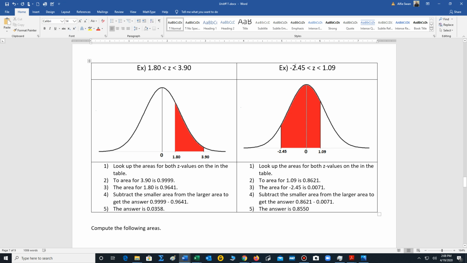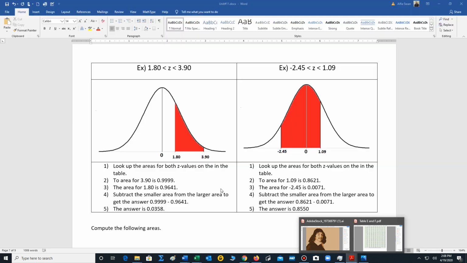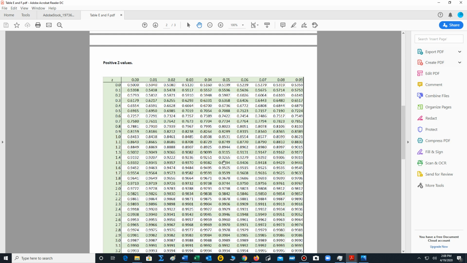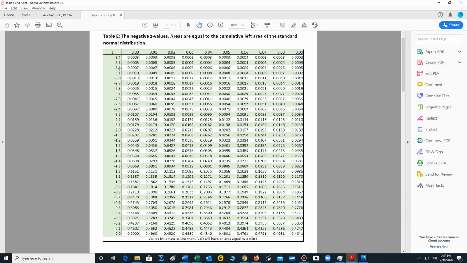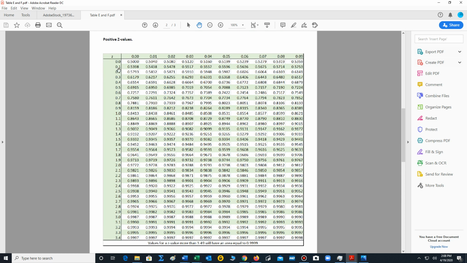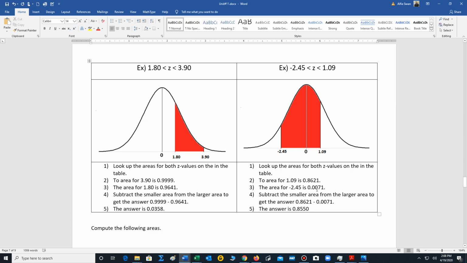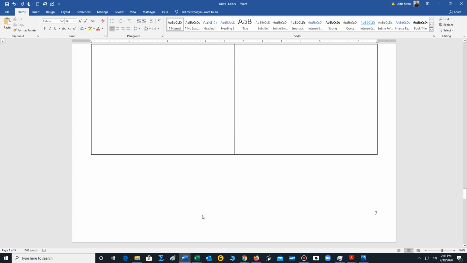Let's look at this example. We have a negative and a positive z-value. So this was an example of two positive z-values. Now we're going to go back to our table. We're going to look up negative 2.45. So negative 2.45, 0.0071, and we're going to look up 1.09. So we have to go to the positive section. 1.09, that's 0.8621. So we have our two areas, and remember, subtract smaller from larger, and our answer is 0.8550. That's the area of this strip. And there's some examples for you to try.